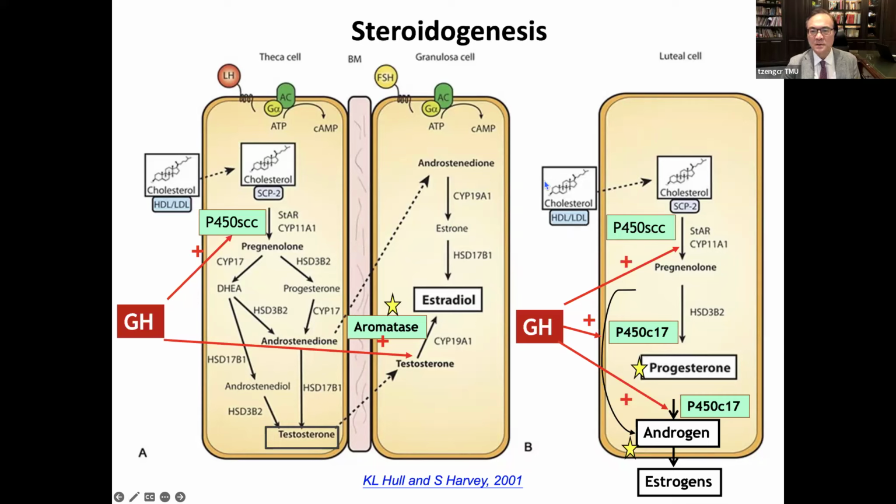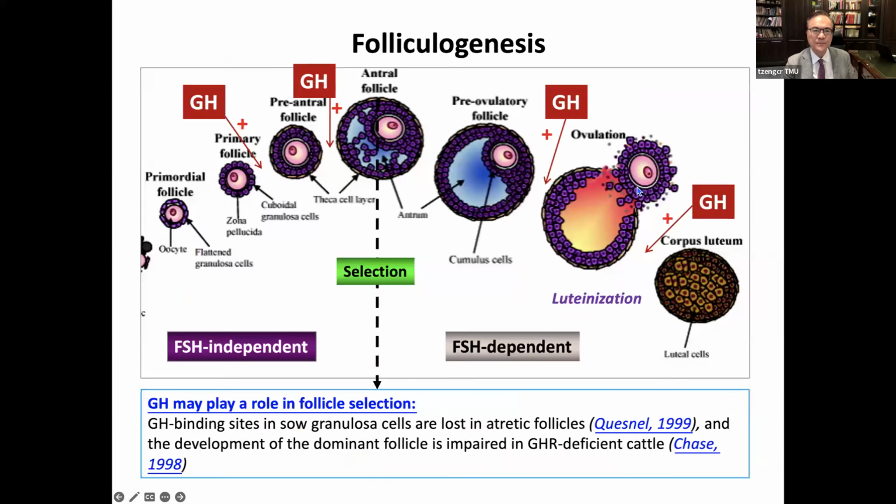After ovulation, growth hormone can also act on the luteal cells. So you can see, again, the enhancement of P450 side chain cleavage. So the progesterone production, as well as androgen production in luteal cells. So they have dual functions.